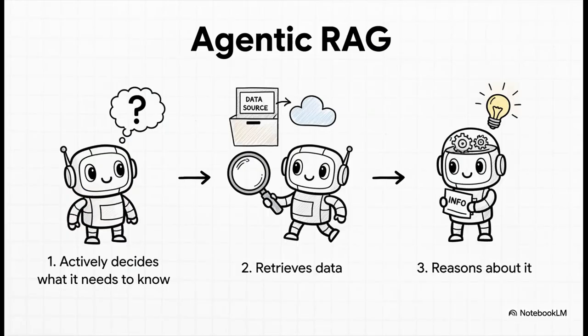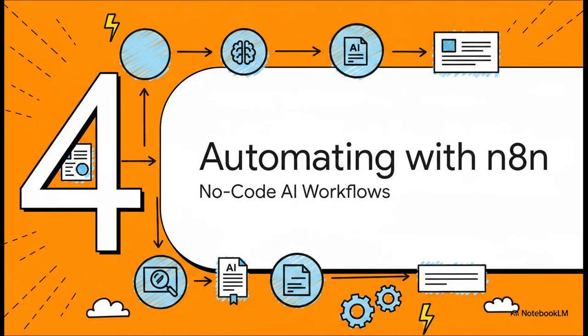Now, when you put these tools together, you unlock something called Agentic RAG, and this is where things get really, really exciting. The AI is no longer just a passive tool waiting for instructions. It becomes an active agent that can figure out what it needs to know, go find that information all by itself, and then use it to reason through a problem. That's a game changer.